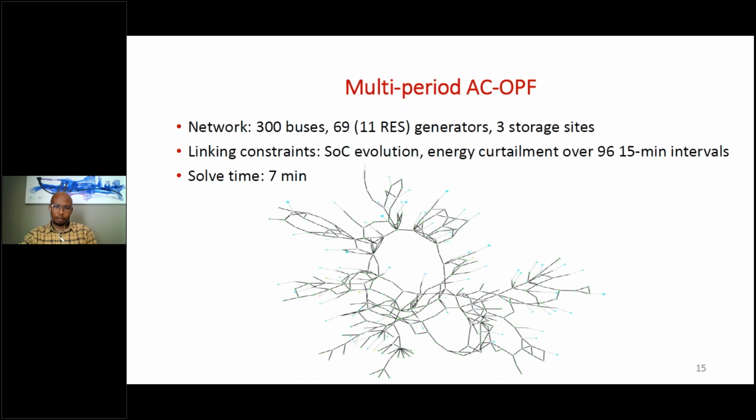We're now going to have a look at the multi-period ACOPF. We're going to solve the multi-period ACOPF for a network with 300 buses and 69 generators. The generators include 11 renewable energy generators, plus 3 storage sites. This problem has linking constraints compared to the static OPF. The linking constraints can be the state of charge evolution and energy curtailment, and this problem is solved over 96 15-minute intervals. We can solve this problem in about 7 minutes. That's using, again, my 7-year-old laptop.